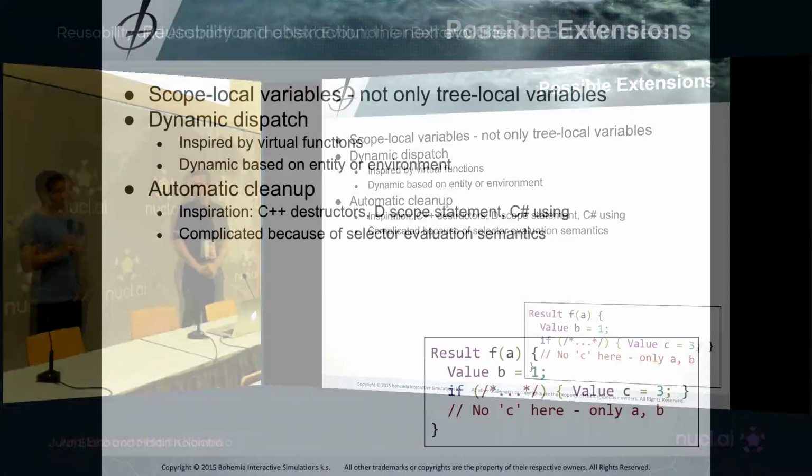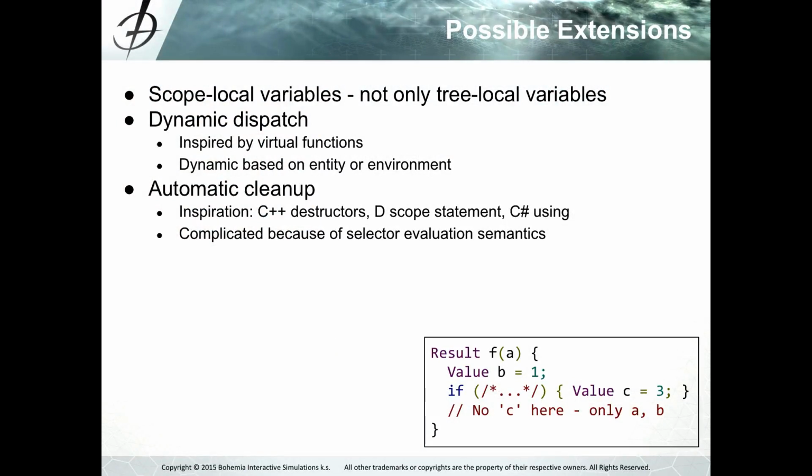The features mentioned so far are not the only features we want to have in behavior trees. For example, it would be nice to not only have per tree local variables, but to have local variables a bit more tight in smaller scopes. Like in the code sample at the bottom, the local variable C is only visible inside that if statement and is not visible elsewhere in a function.